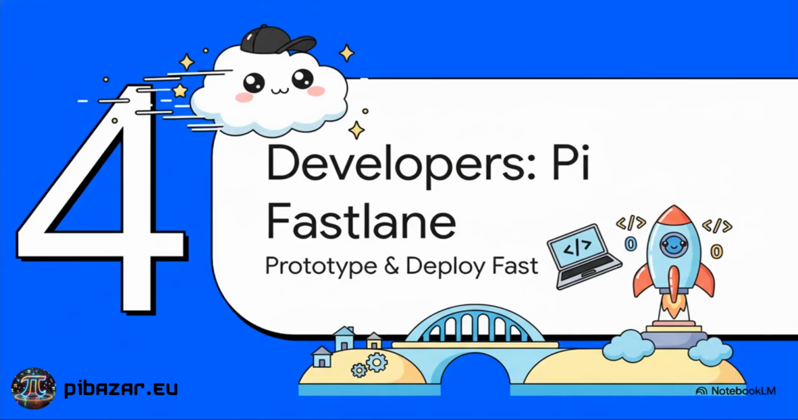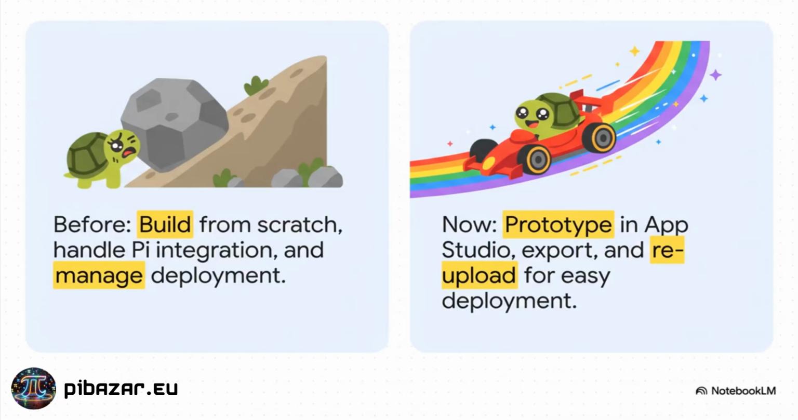Okay. Now let's walk across that bridge and talk to the developers. For you, this update is basically a fast lane. It's all about helping you prototype and get your app out there way, way faster. I mean, just look at the before and after. Before, you know the drill, right? You had to build everything from the ground up, wrestle with the Pi integration yourself, and manage the whole deployment headache. But now, you can whip up a prototype in the App Studio in minutes, export it for the serious development work, and then just re-upload it for a super simple deployment.